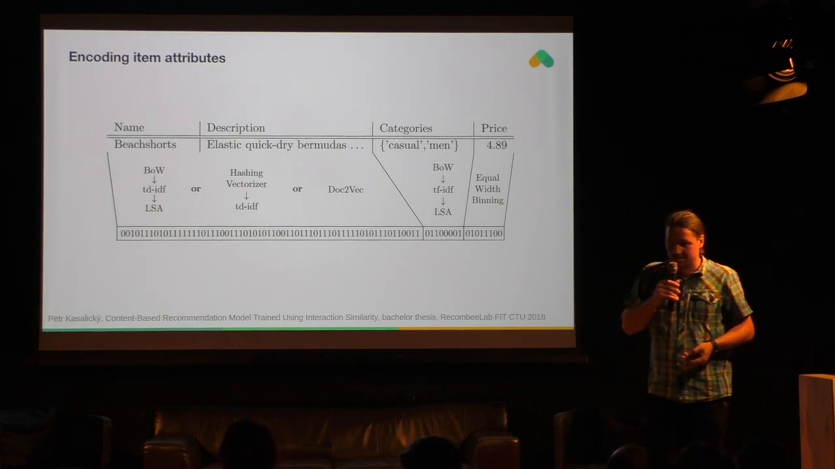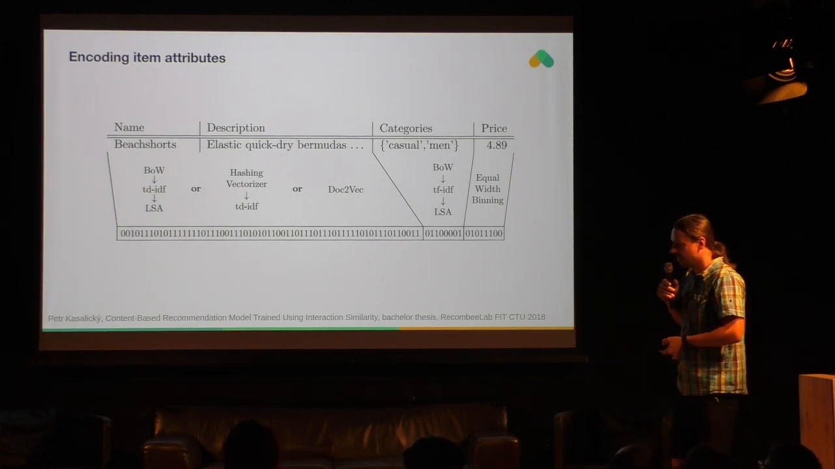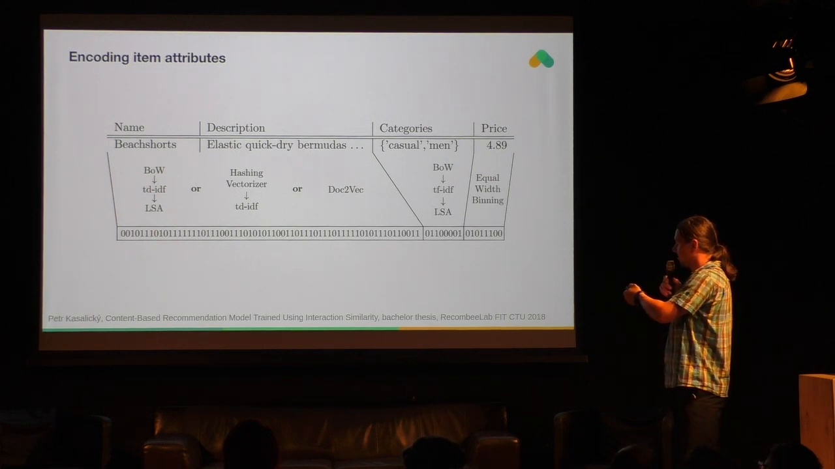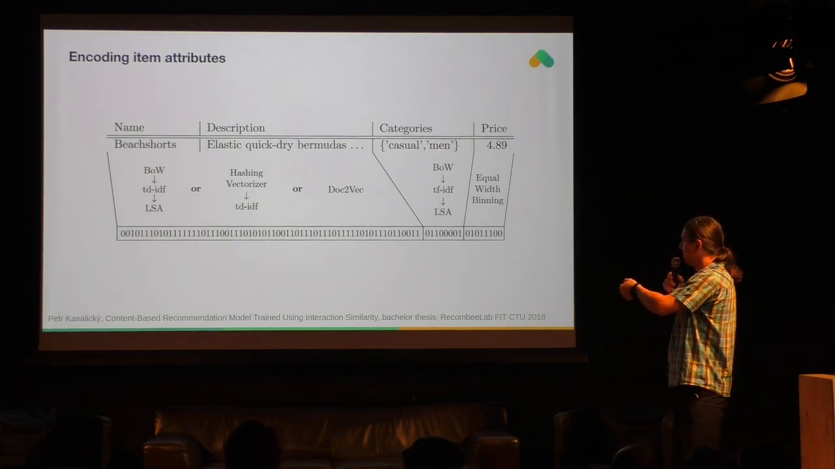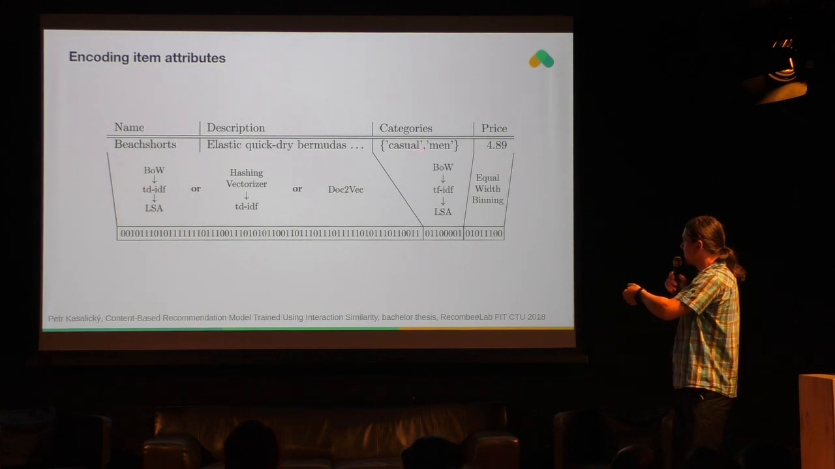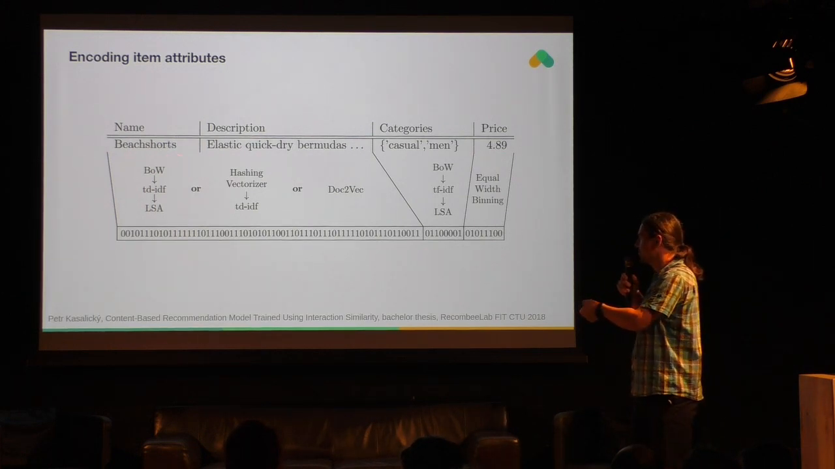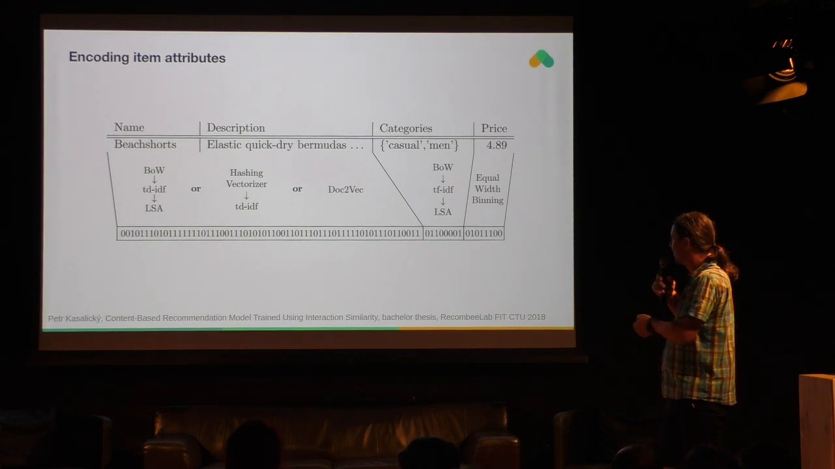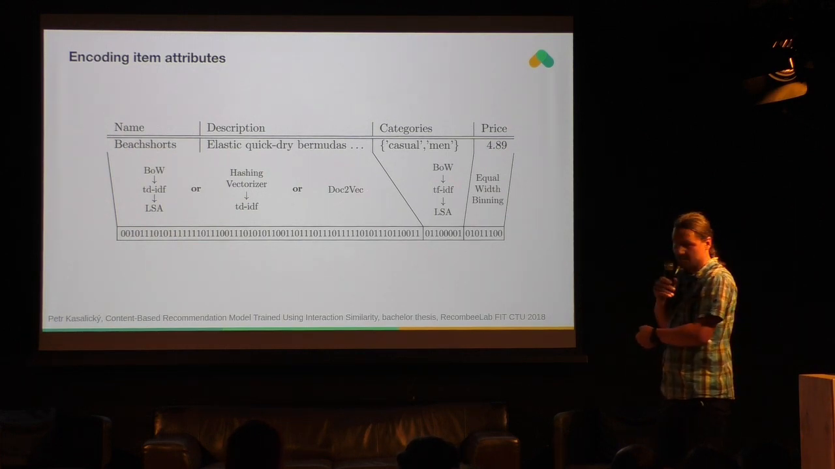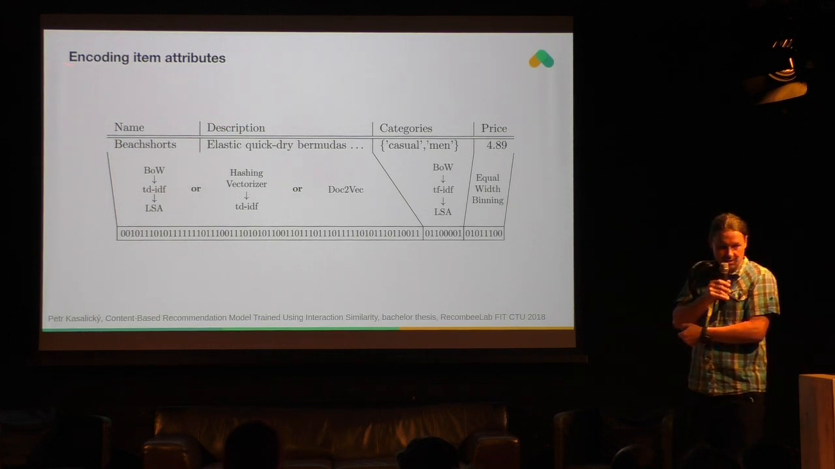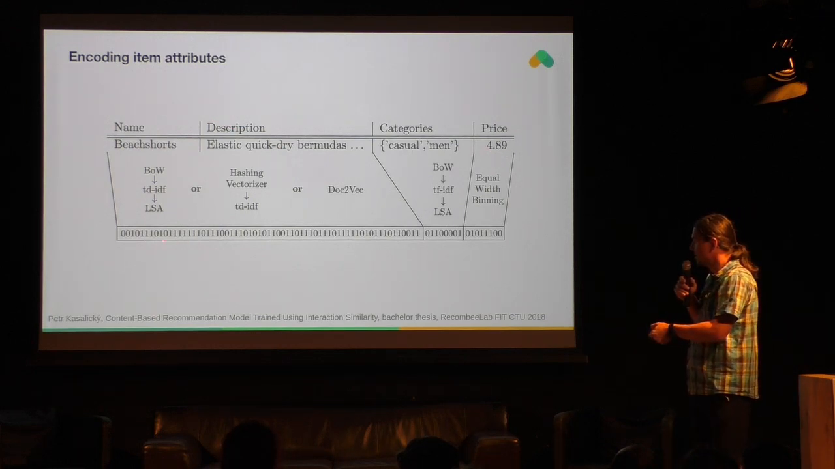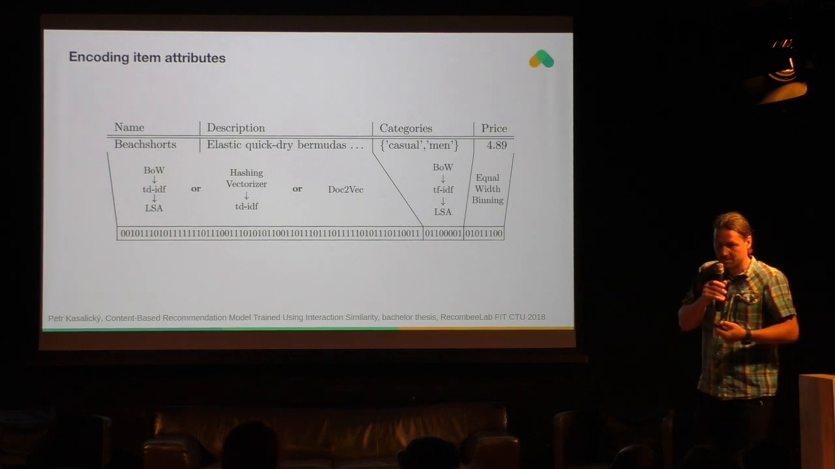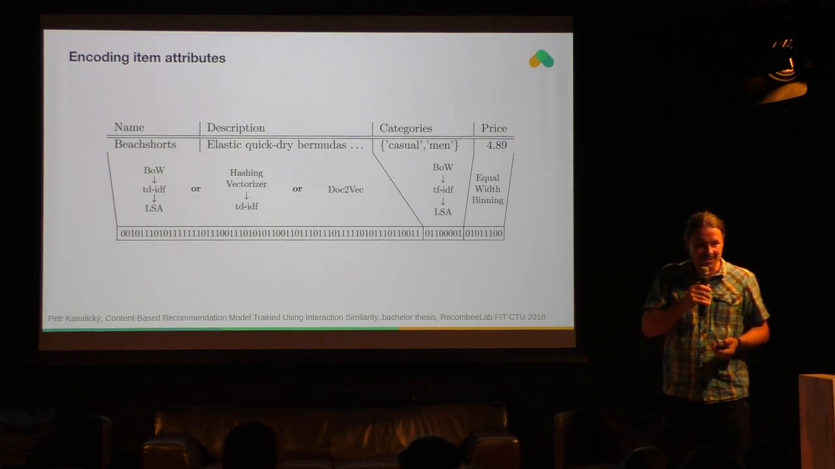Here is another example. You have different attributes here: price, categories, some pictures, some description, and you can process this into a vector. And then you measure the similarity of these vectors. So this is a typical content-based approach.